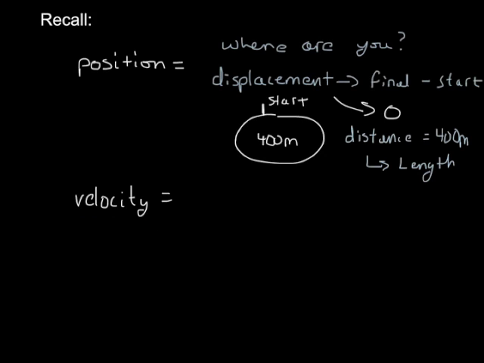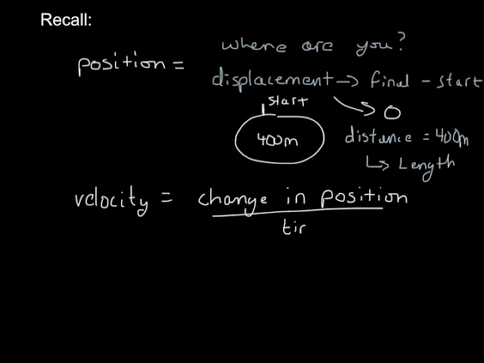We can define velocity a little bit differently. We can define velocity as the change in position over time. We can go further, and mathematically we can state that as velocity v is equal to delta x divided by delta t. Our delta means our final minus initial, or our start.